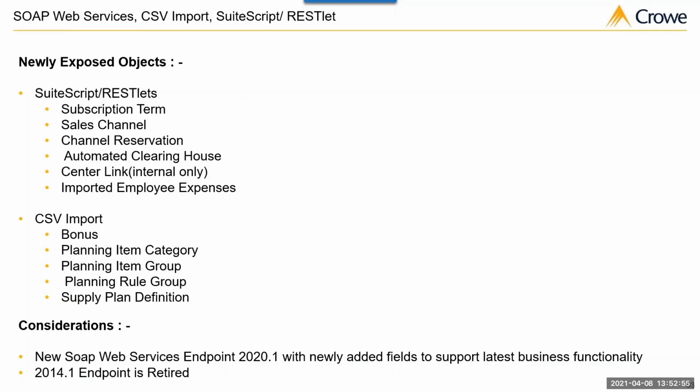And for SOAP based web services, another consideration: if your integration tool or third party tool or any vendor which you are using is using SOAP web service 2014.1, this endpoint is now retired, so you should make sure you are moving to a new version, maybe 2018 or 2019, or if you want to use 2021, it is there. You can now use the 21.1 endpoint as well. I'll end on the next slide.